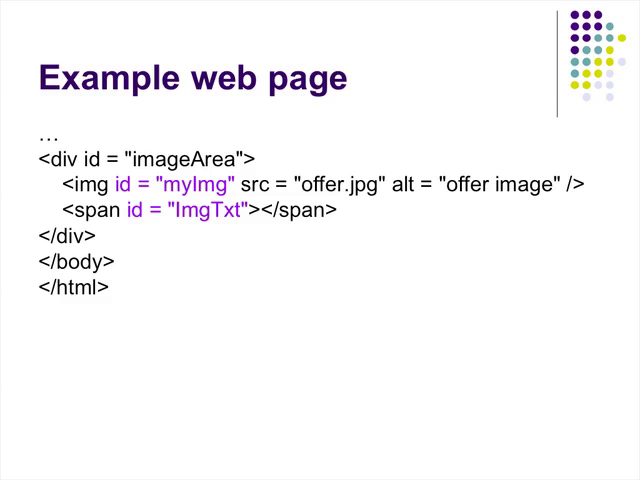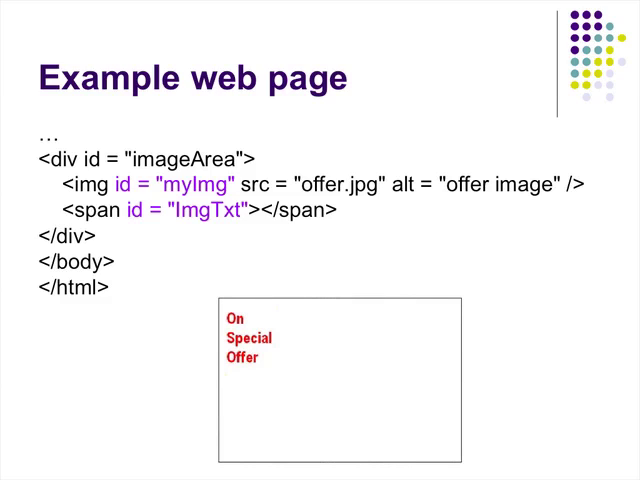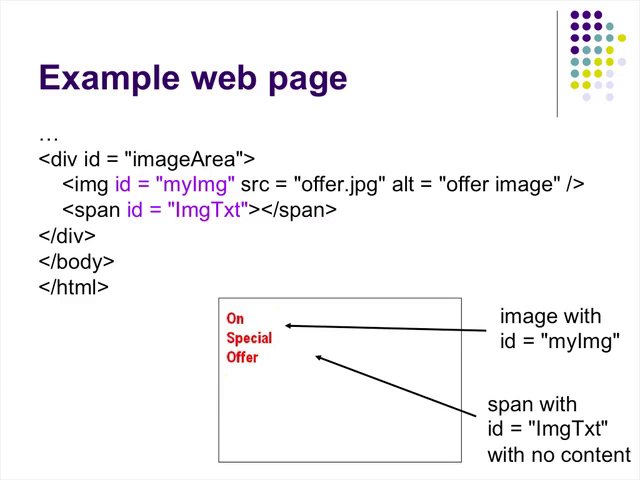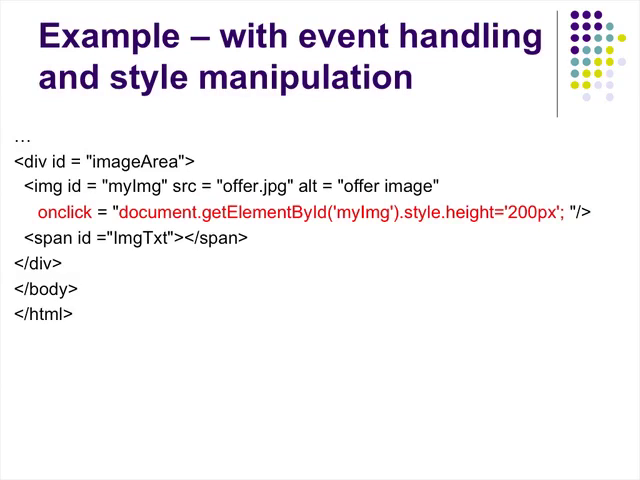It doesn't contain anything. So if we were to look at that on the screen, it might look like that. Yeah, that's the offer.jpg. It looks like that, nothing else. That is the image that has the ID myImage. Okay, and next to it is the span, except there's nothing in it. So nothing appears on the screen. So let's write a bit of JavaScript. So let's imagine that inside that image that we had before, we've added an extra property.